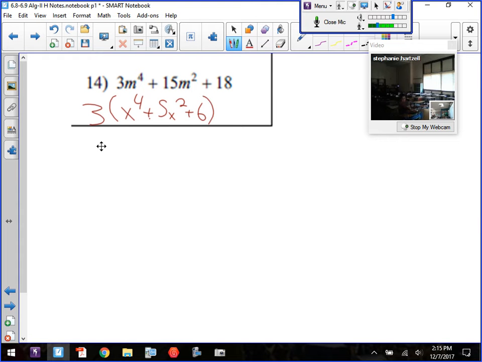So now you ask, what times 1 is 6? Then you add together to get 5. 2 and 3. Now it becomes x squared plus 2, x squared plus 3. And now that's fully factored. There's nothing left for you to do. Nothing else you can do. All right?